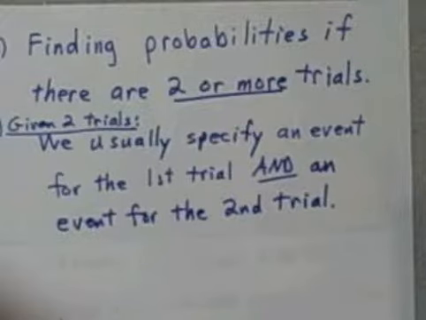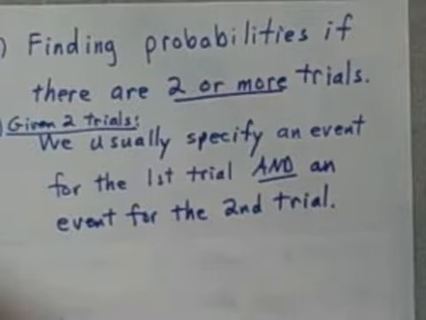Now I'd like to have a discussion on finding probabilities if there are two or more trials taking place with a given well-defined random procedure. Now when I say two trials, what I'm talking about is given two trials, we usually specify a particular event for the first trial and then another particular event for the second trial. We actually specify what we are interested in happening for each of the two trials. All right? And we're going to demonstrate this with a specific example.